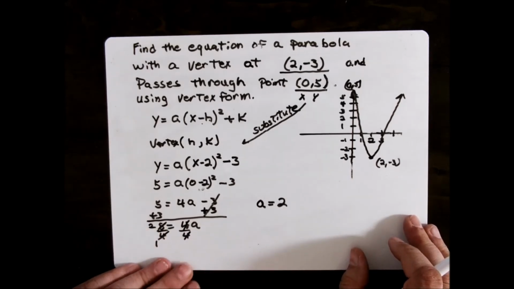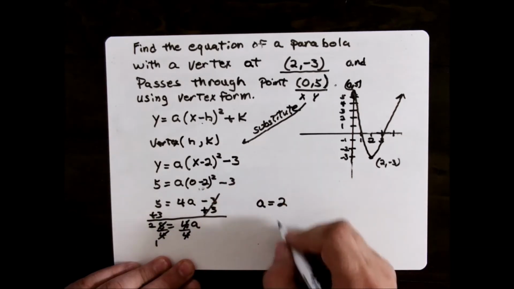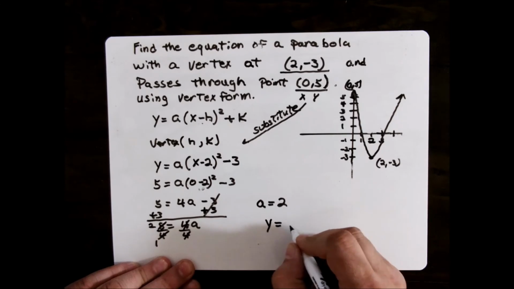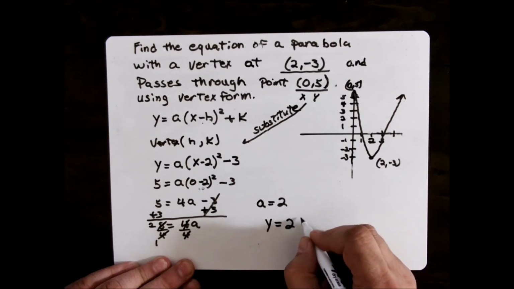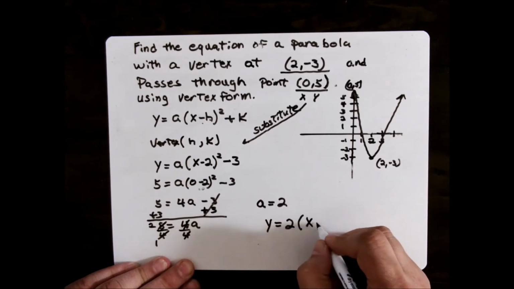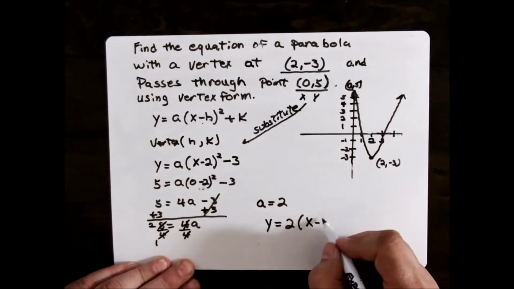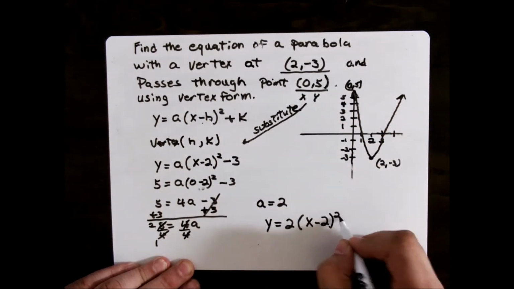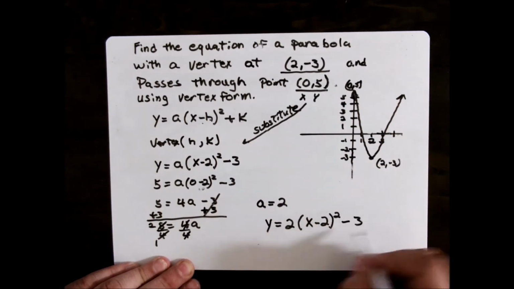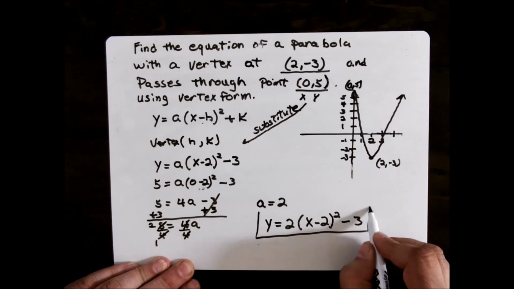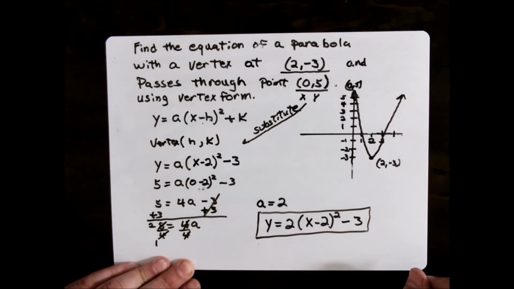And so my final equation is going to be y equals 2 times (x minus 2) squared minus 3. Put a box around it, and we've completed the problem as asked.